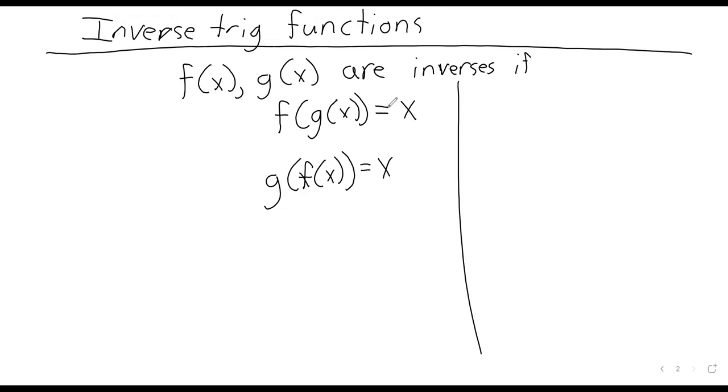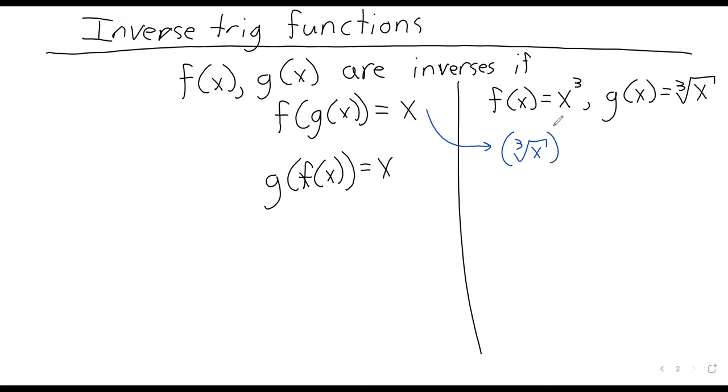So a classic example, f of x equals x cubed, g of x equals the cubed root of x. These are inverses because both of these conditions are satisfied. F of g of x is the cubed root of x cubed, and the cubed root and the cube cancel out, and you just get x. G of f of x is the cubed root of x cubed. And again, the cubed root and the cube cancel out. The cubed root of x cubed is x.